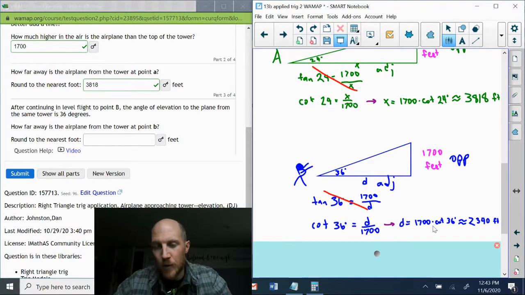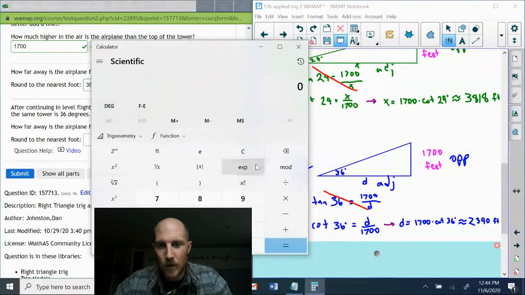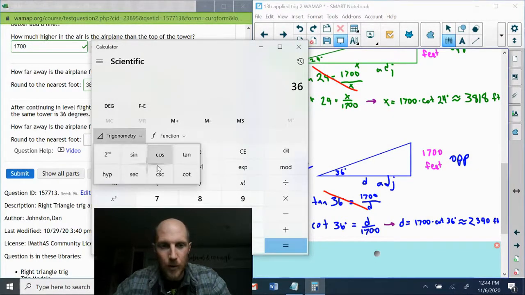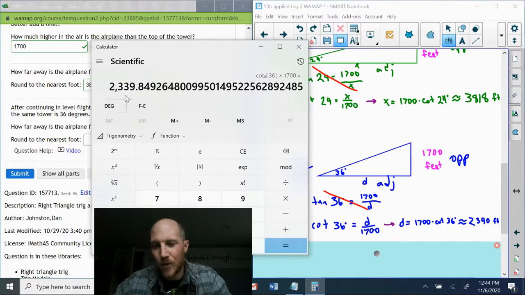So 1,700 multiplied by the cotangent of 36 degrees, and I got 2,340. This time I did have to round. That's not the right answer to show you. Let me catch back up. Multiplied by 1,700, and this time I got 2,339.8. So I had to round up to the nearest whole number because the directions again tell me to round to the nearest whole foot. So that turned into 2,340.